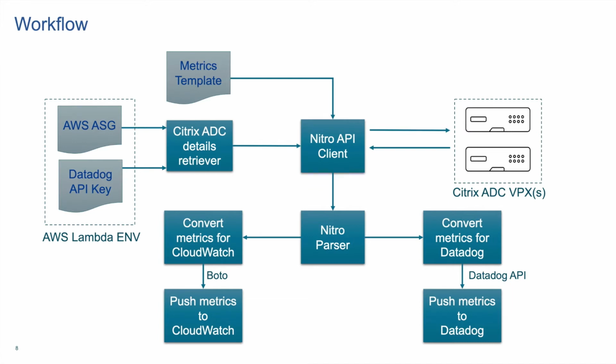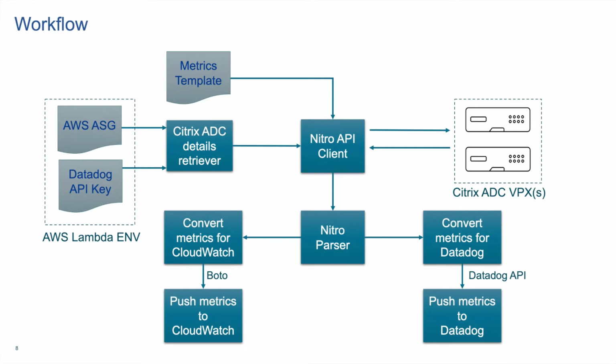Now I'll walk you through the script flow, starting from the input parsing. So the inputs that are provided in the AWS Lambda environment variables are first parsed by a module. Let's call it Citrix ADC details retriever. So this validates the inputs for correctness, and then it queries the AWS autoscaling group to get all the available VPX instances and gets all the data of the VPXs. To do this, we use the Boto3 Python library, and basically in the entire script we use Boto3 for any communications with AWS APIs.